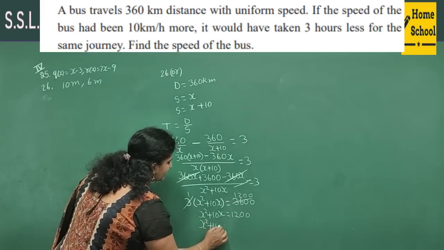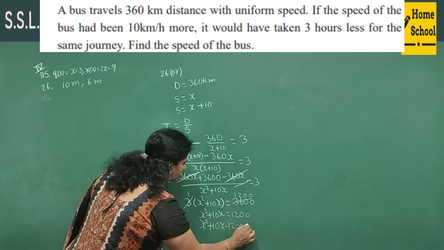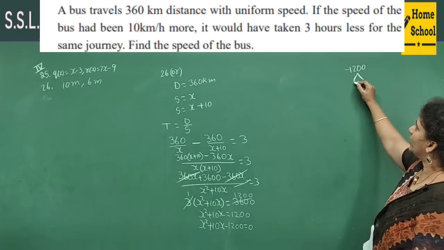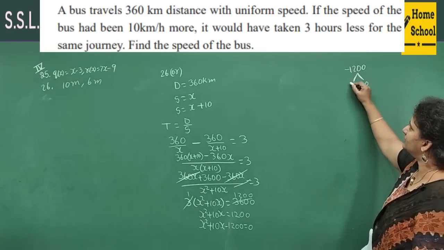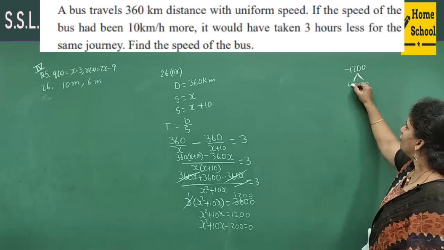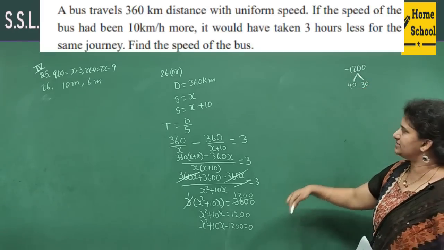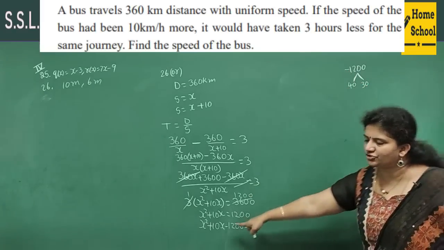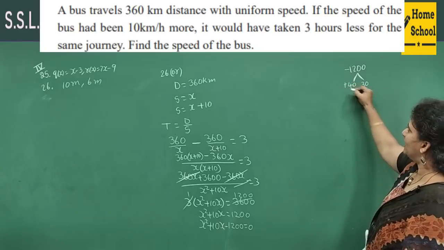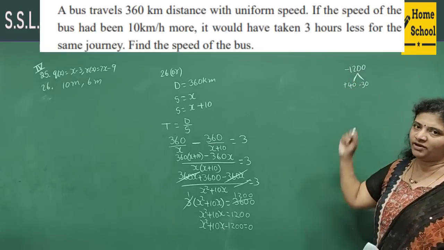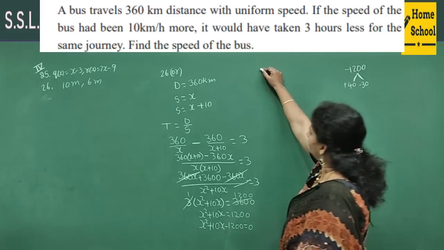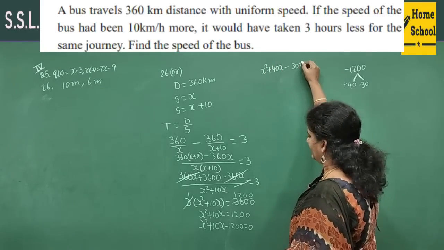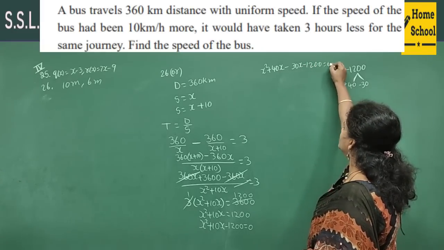1200 bring this side, x square plus 10x minus 1200 equal to 0. What are the factors for this? 1200. Okay, 0 0 you write here. For 12 what are the factors? 4 and 3, right? That means 40 and 30, let us check it out. Yes, you may get 10, but how? If you multiply you should get negative. If you add or subtract you should get a positive value. That means plus 40 minus 30. 40 minus 30 it will be 10. So write here x square plus 40x minus 30x minus 1200 equal to 0.